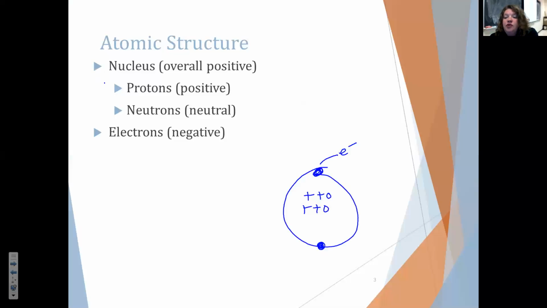So a lot of times we denote protons either with a plus or P plus. We denote electrons often E with a negative charge. And then neutrons don't have a charge. They're neutral. They're not positive, they're not negative, they're very neutrally charged.